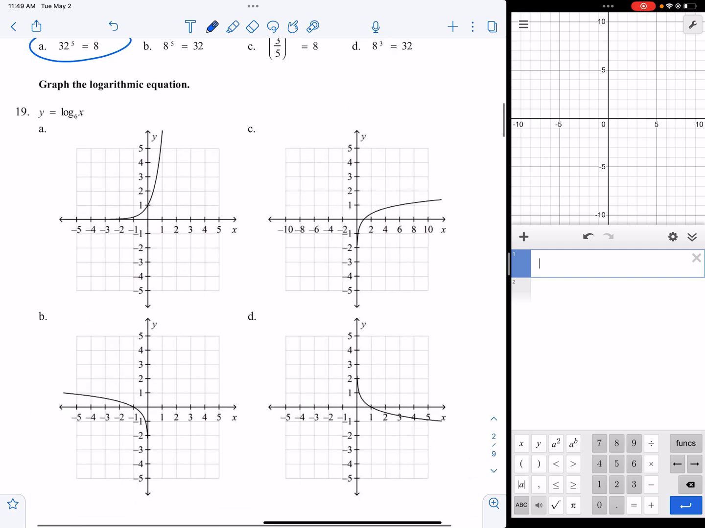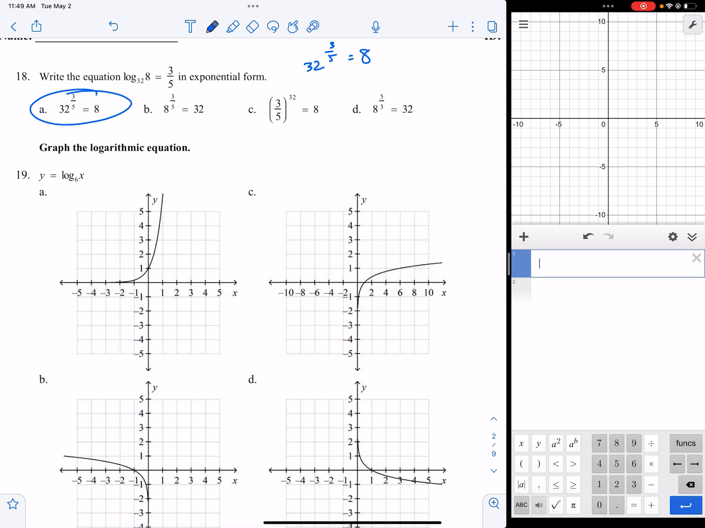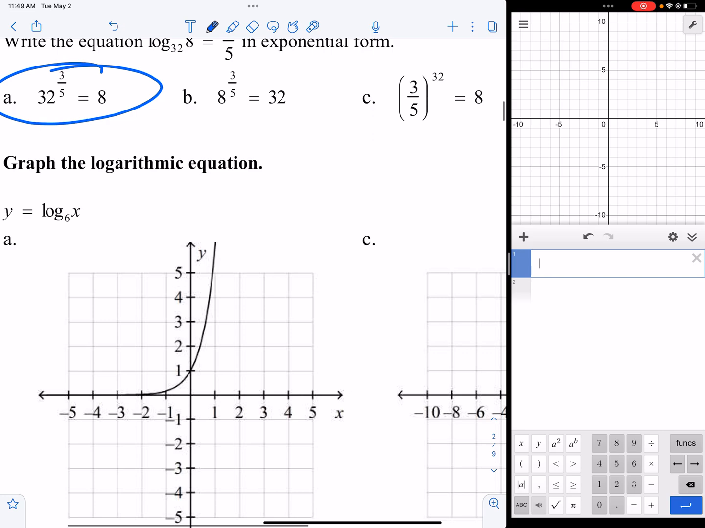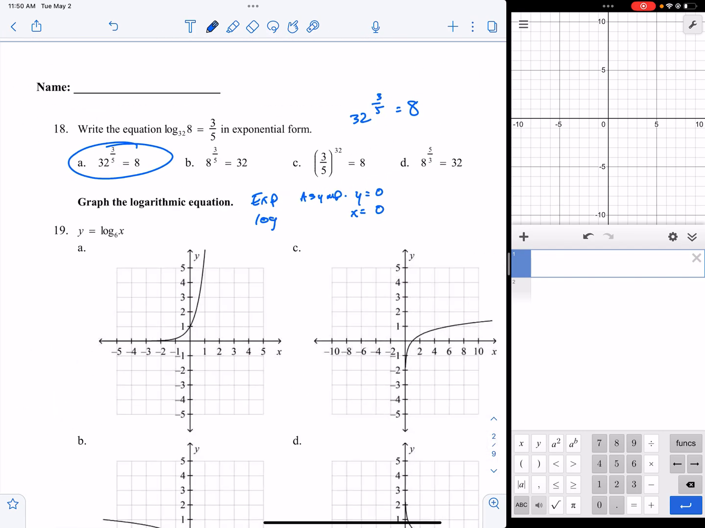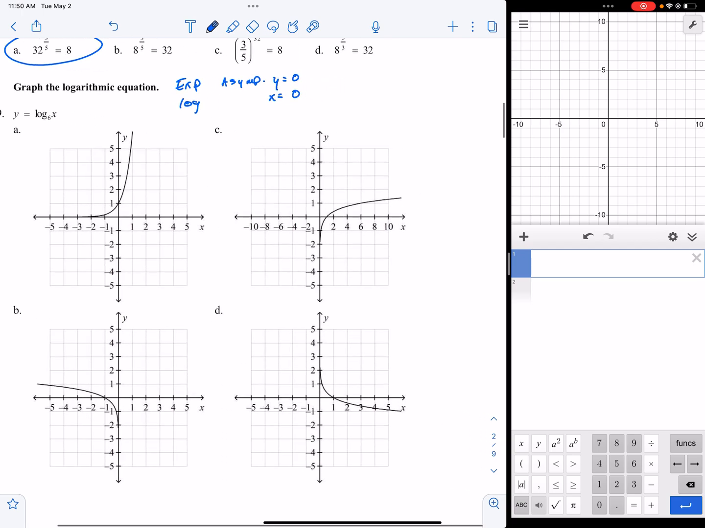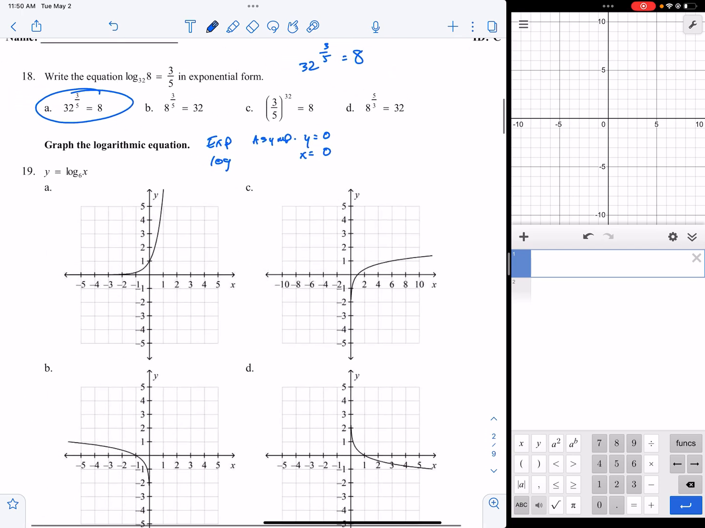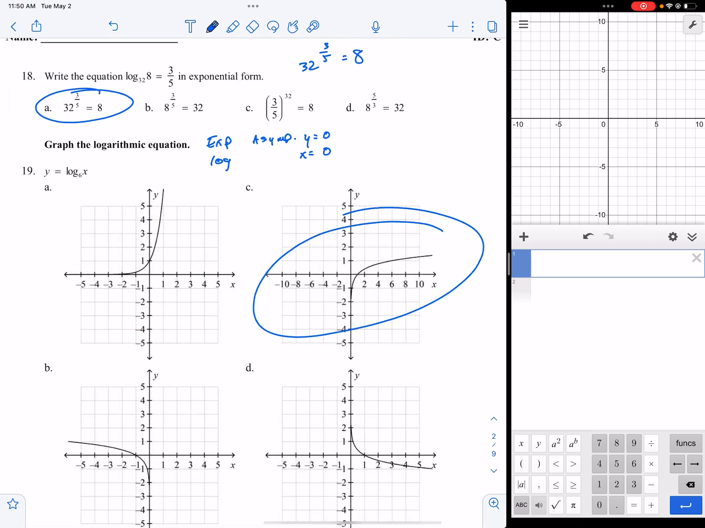A log is the inverse of the exponential. So for an exponential, okay, the asymptote is at y equals. All right, so for a log, the asymptote is at x equals. And this would be 0. So the asymptote's at x equals 0. Okay? And it goes up. So it's C.